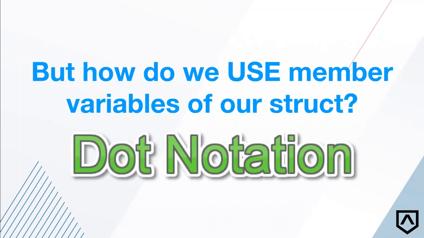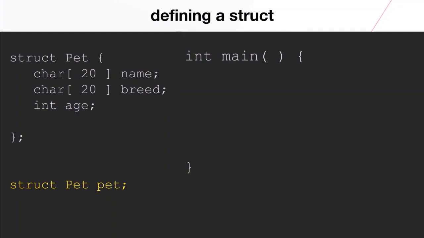And we're going to use something that you've probably seen in other languages that you've worked with. We're going to use dot notation, right? So let's say, for example, I define this struct that represents a pet, and then down here in yellow, you've seen that I've created an instance of this pet.